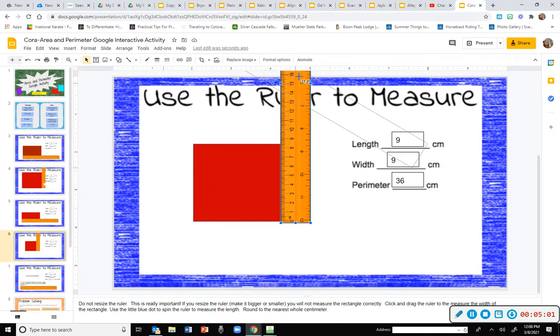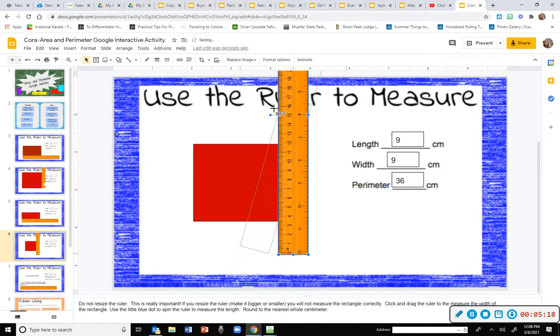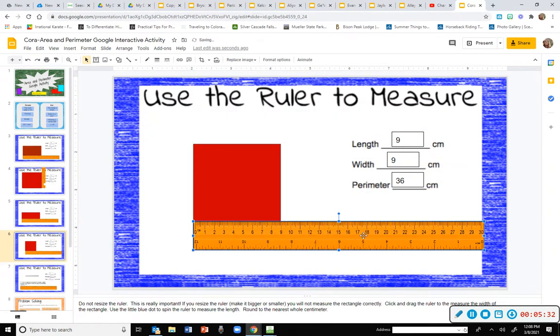Okay, we rotate the ruler. Sometimes this ruler doesn't want to rotate for me. There we go. Okay, so we line it up with the 0. It is 9. So 9 plus 9 plus 9 plus 9 would give me 36.